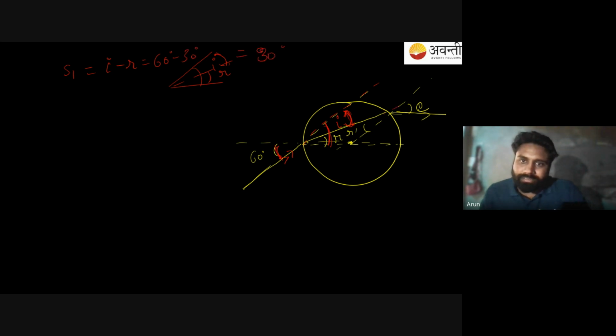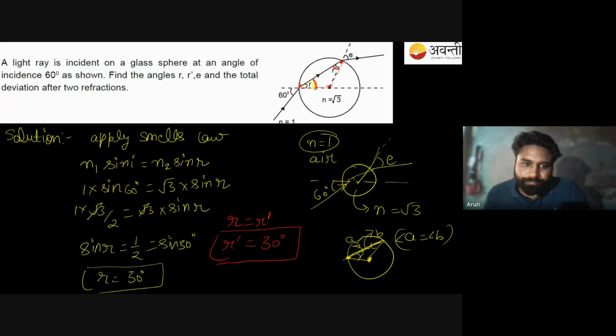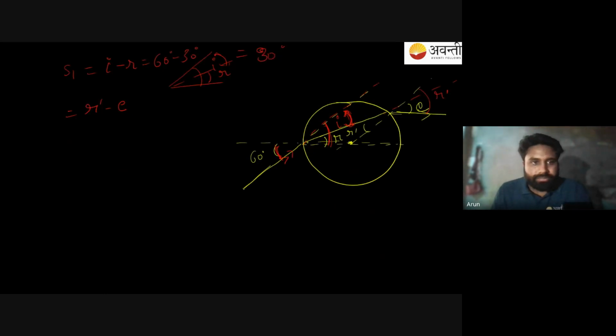Again, this ray is going in this direction, means this is the value of R dash. This is the value of E. Okay. Now the deviation is nothing but R dash minus E. Have we found out the value of E? No, we have only found out the value of R dash. So no problem. We are going to apply Snell's law again. And what is Snell's law?